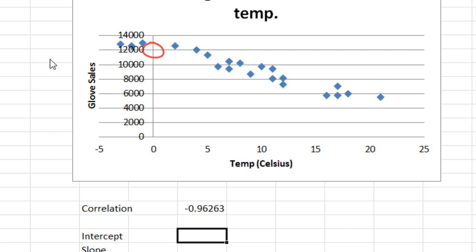The slope is a bit more complicated to see because it would say that for every degree that the temperature went up, how would that affect the glove sales? The one thing we can predict in advance is that it would be a minus number because the glove sales appear to be going down. So let's have a look and see what values we get.